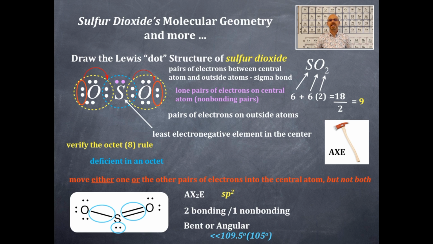Notice that a single bond counts as a domain around the central element. A double bond counts as a domain around the central element. And a lone pair of electrons counts as a domain around the central element. I only have 3 domains around that central sulfur. Therefore, it's sp2 hybridized. Now I'm going to get the molecular geometry of this.